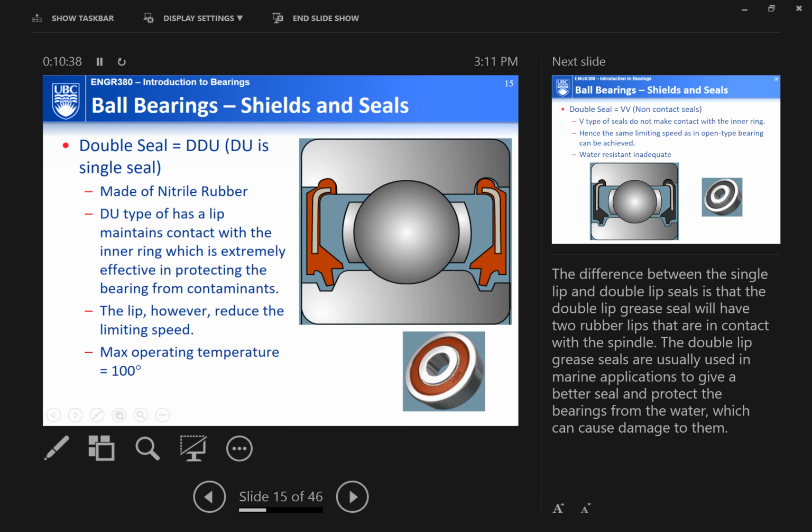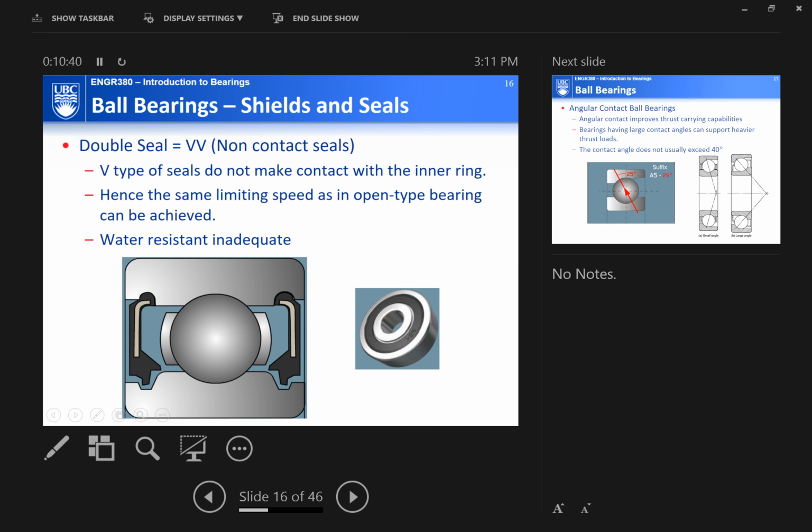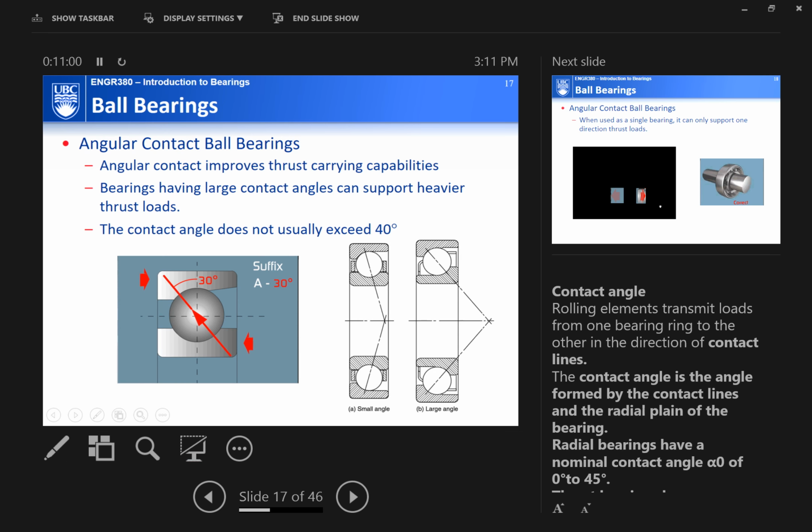So this is another type which has completely no contact. That's just for higher speed applications. However, this is not a complete seal. The water could come into this inner space here, so the water resistance is not adequate. So that's the deep groove ball bearing.